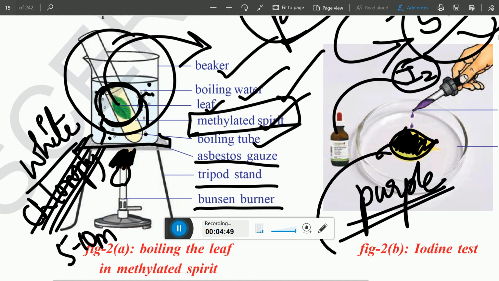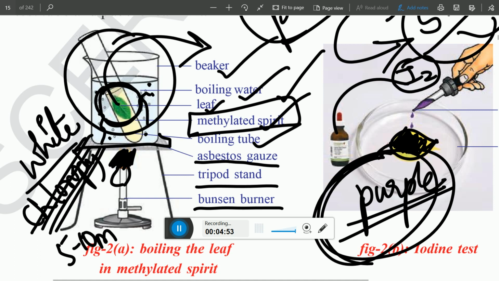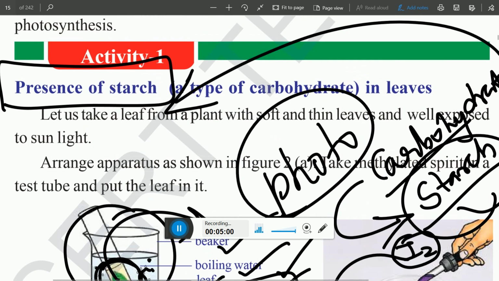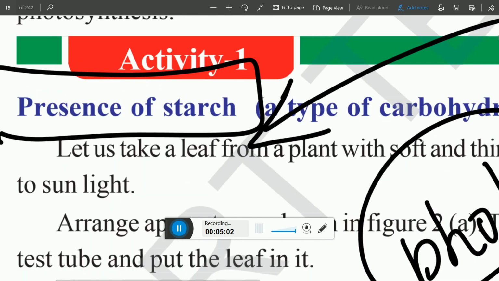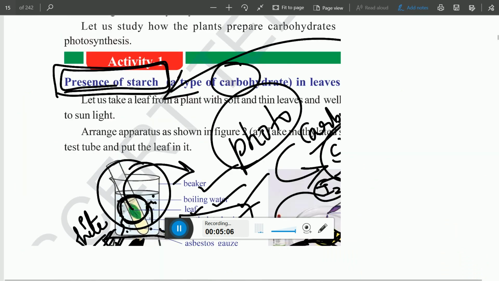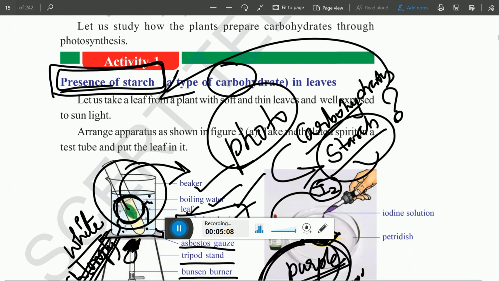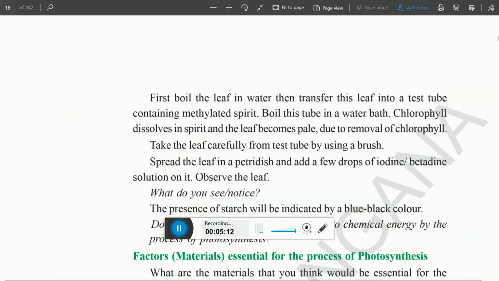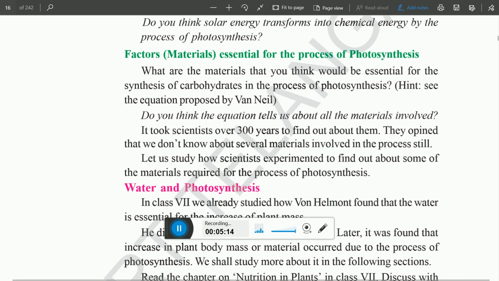So if the leaf indicates purple color, then we can say that it is a perfect production of starch. Then we can prove that there is a presence of starch after photosynthesis. It is another form of carbohydrate. And then we'll just go into another activity here.